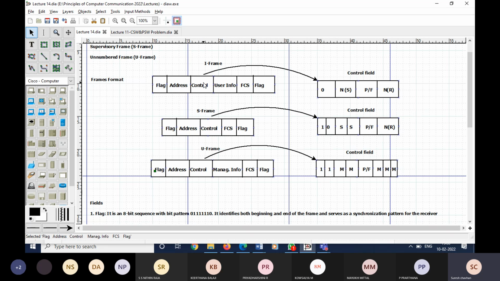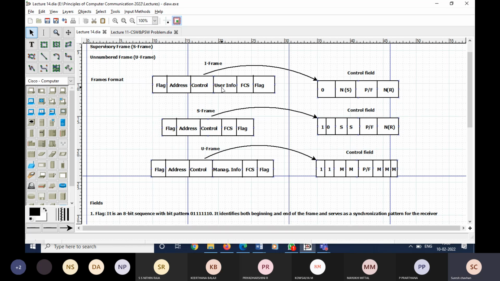And the third field is the control, right? In all the frames, control is there. If you want to control the flow of the frames, or to control the errors in the frames, flow control and error control, those functions can be controlled using the field called the control field in the different frames, right?